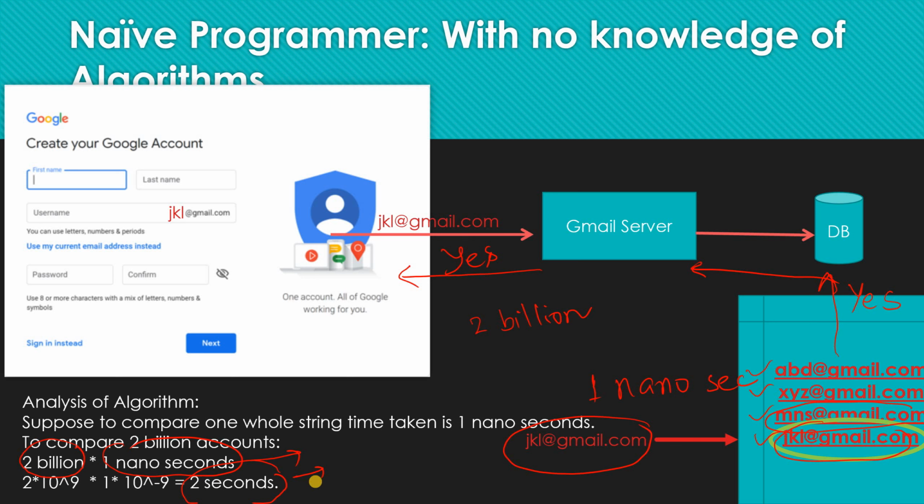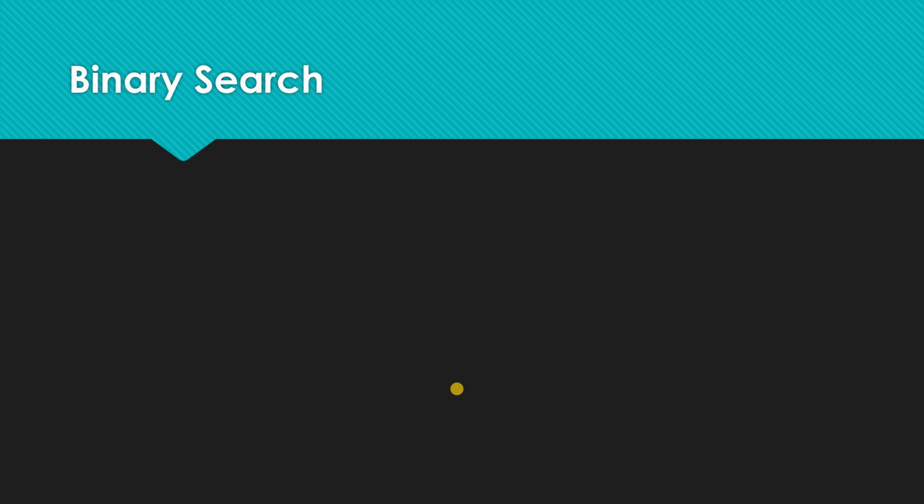So let's see how a programmer who has deep knowledge of algorithms and data structures is going to solve the same problem efficiently. Before that, let's understand how binary search works. So basically, binary search is a searching mechanism in which we find elements in an array which is in sorted order.